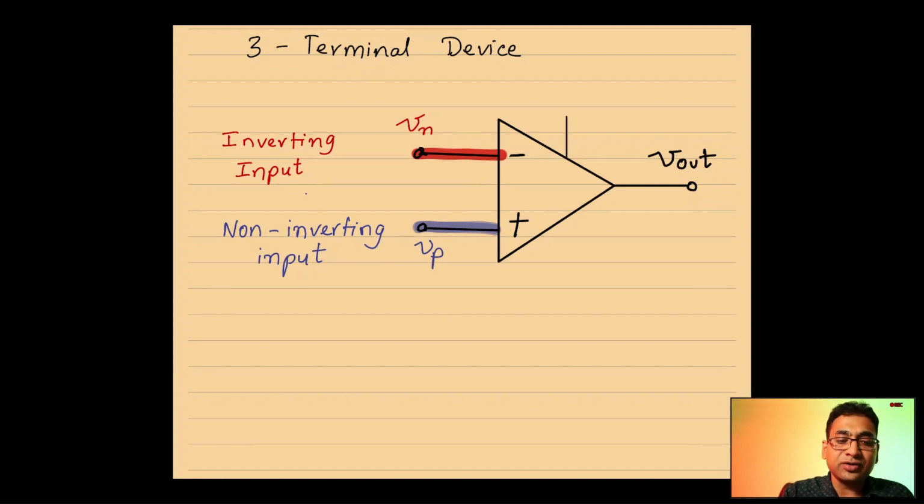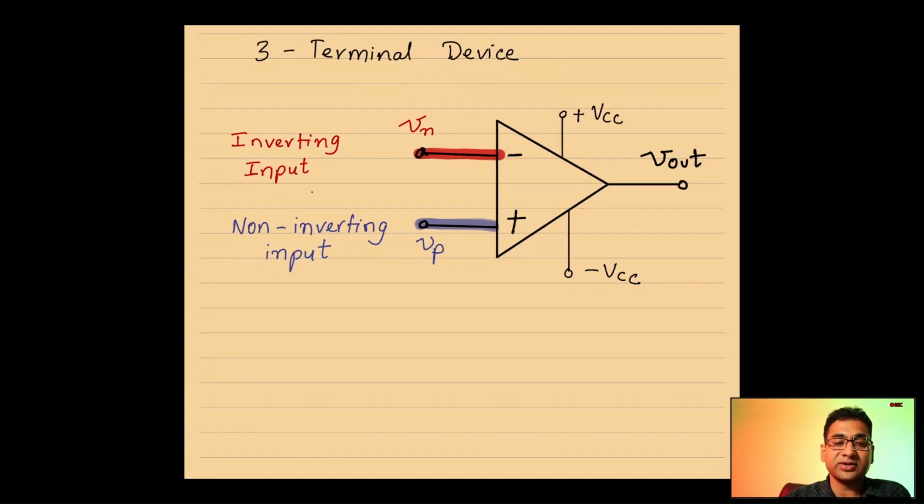Of course, it does not function free of cost, so you have to supply a positive power supply, plus VCC, and also a negative power supply, negative VCC. These are DC voltages. These are not really inputs. This is just the power supply, plus VCC and minus VCC.